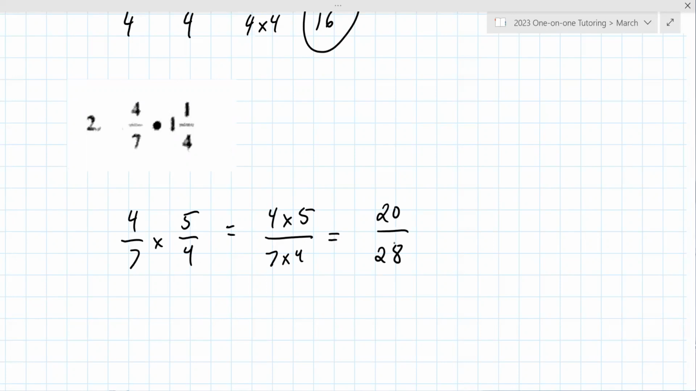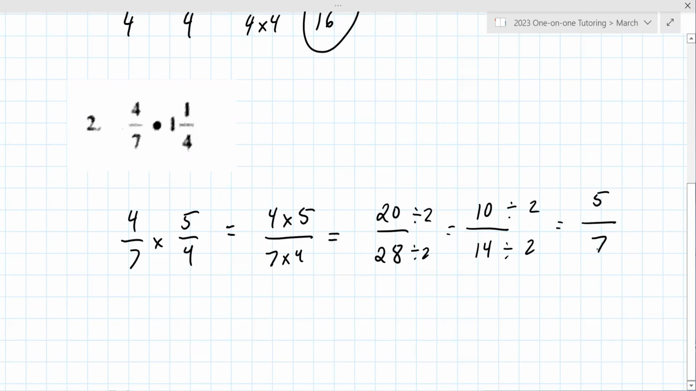Now, we can divide the top number by 2, the bottom number by 2. So what does that become? It becomes 10 over 14. And what about 10 divided by 2 and 14 divided by 2? It's 5 over 7. 5 over 7, good.